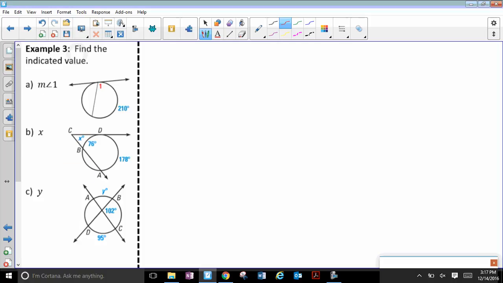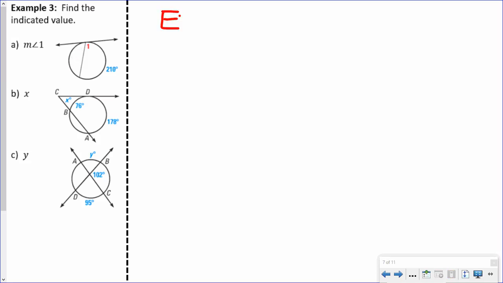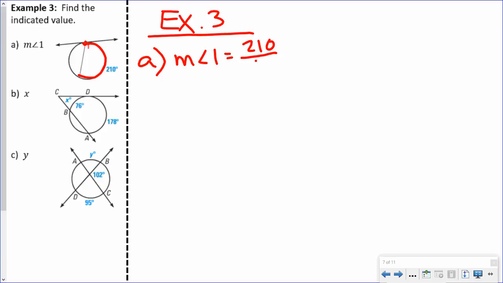All right, so example 3. Again, when it comes to these angles and arcs problems, you need to ask yourself, where's the vertex? So part A, where's the vertex for the measure of angle 1, which is what we want? It's on the circle. So then that means we find the arc, which if you follow the sides, the arc goes from here all the way to here, which is 210 degrees. So the measure of the angle is going to be the arc, 210, divided by 2. So the measure of angle 1 is 105 degrees. That's your final answer.